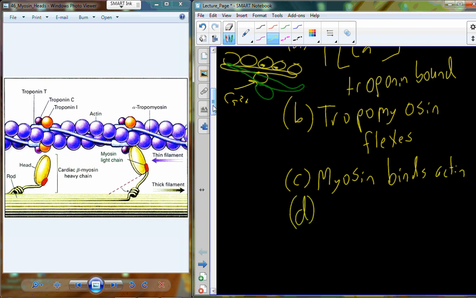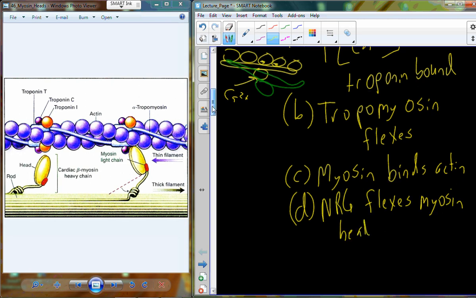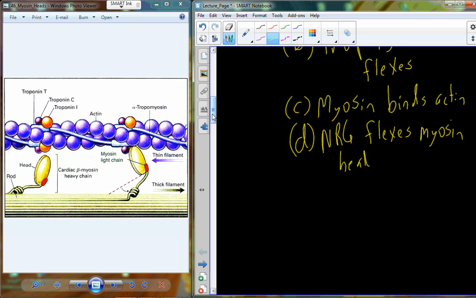The last ingredient that we need here, once the myosin grabs onto actin, to make that myosin flex, to make it move, is energy to do that work. For our energy supply to make that movement of flexing the myosin head work, anyone kind of guess what molecule we're going to use? We're going to use ATP.